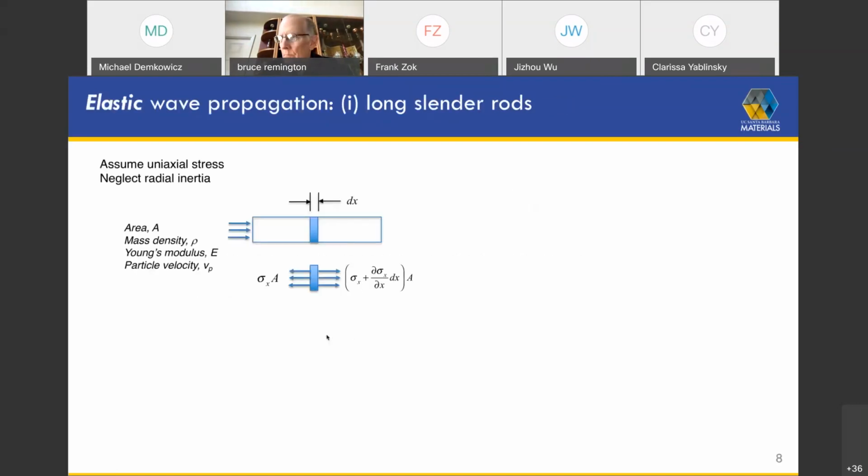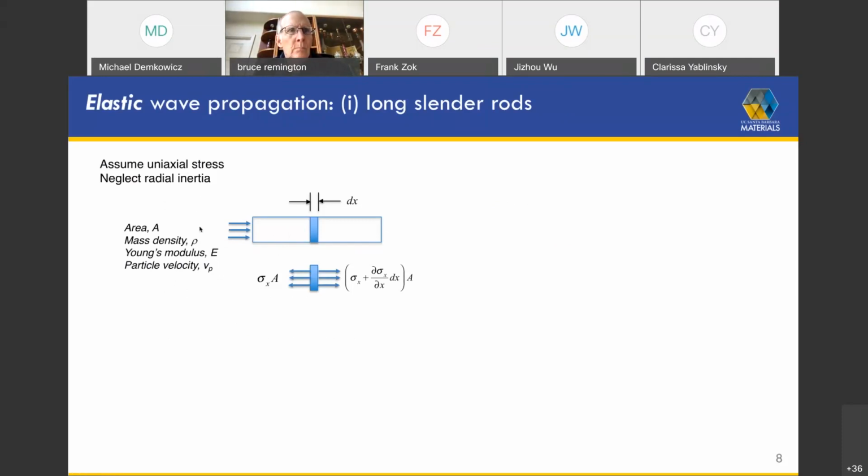Okay, so let's start with elastic wave propagation in a long, slender rod. So this is the problem we set up. We imagine we have a long rod. We put a pulse into it on the left side of it. This material's got some density rho, modulus E, and the particle velocity is denoted here as VP. And what we do here, importantly, we assume that this is a uniaxial stress. Put it another way, we're neglecting any radial inertia.